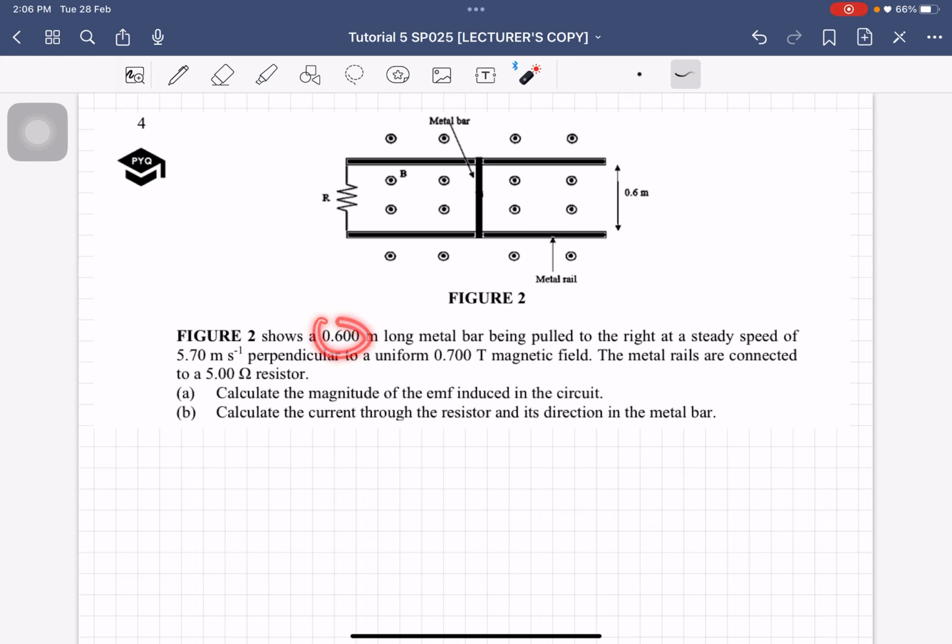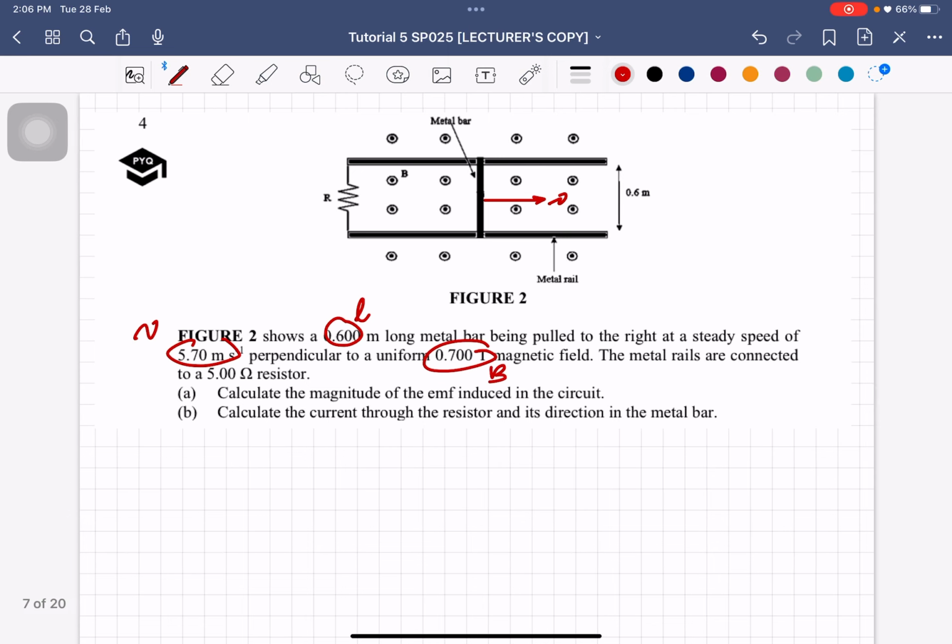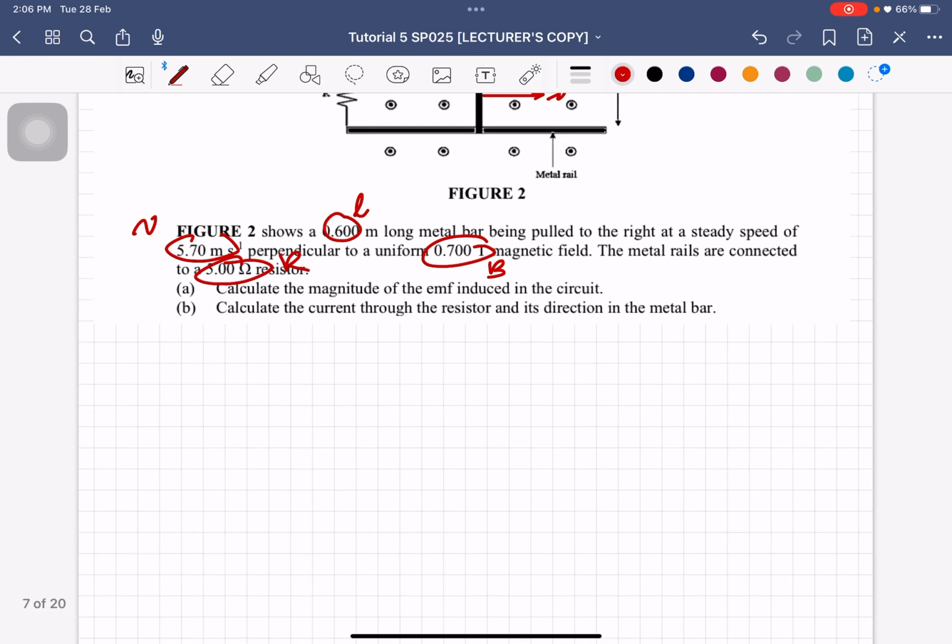Okay, so the long metal bar has a length of 0.6 meter pulled to the right. So this is the direction of V lah, at a steady speed of 5.7 perpendicular to a uniform magnetic field. The metal rails are connected to a 5 ohm resistor. Calculate the magnitude of the EMF induced in the circuit.